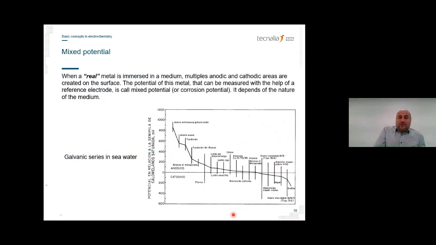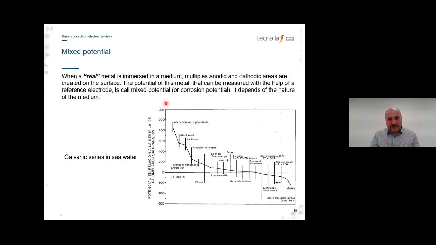Now, before, I was putting myself in the ideal case, the ideal electrode. Now let's go to real electrodes. In this case, what happens on the electrode itself, because of the inhomogeneities at the surface, that can be due to a lot of things, we will see it later, is the creation of microcells composed of anodic and cathodic areas on the electrode itself.